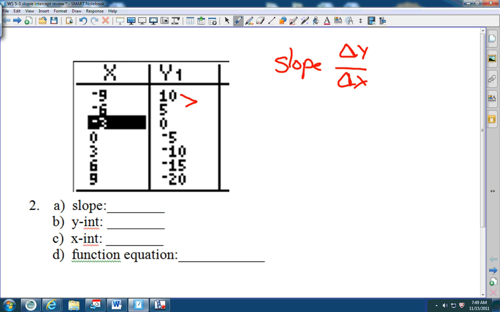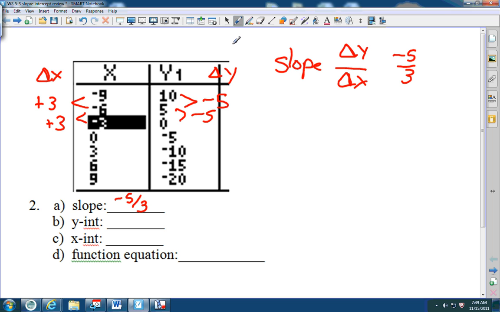So right here, I'm going down. I'm decreasing by 5 each time. So this is delta y. And then you have delta x. Right here, I'm increasing. I'm going up by 3 each time. So now delta y over delta x is negative 5 over 3. That is my slope, negative 5/3. You want to leave slope as a fraction.